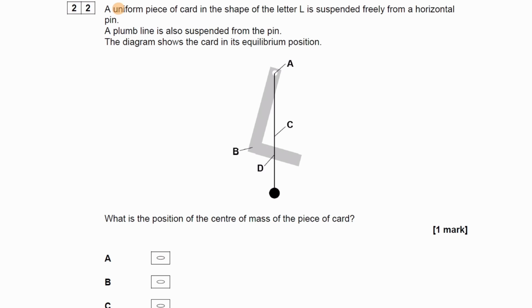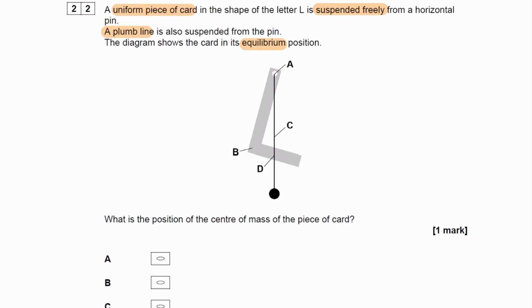We have a uniform piece of card in the shape of a letter L suspended freely from a horizontal pin. A plumb line is also suspended from the pin, and the whole thing is in equilibrium. We're trying to work out the position of the center of mass of the piece of card.